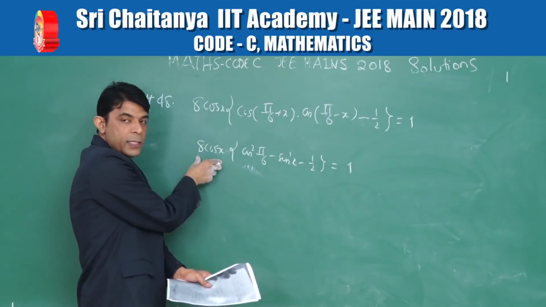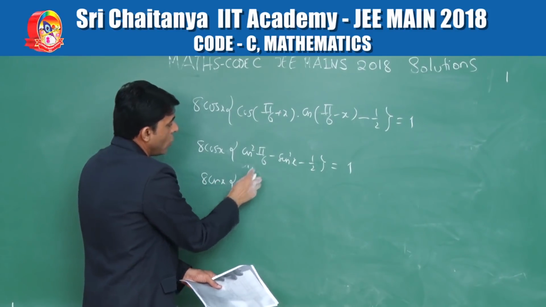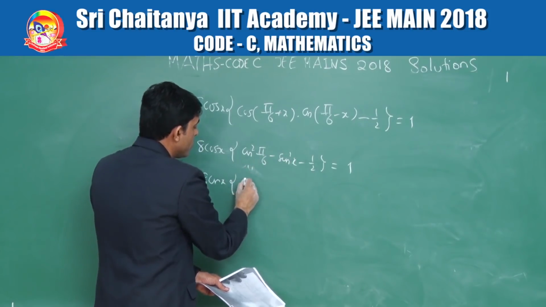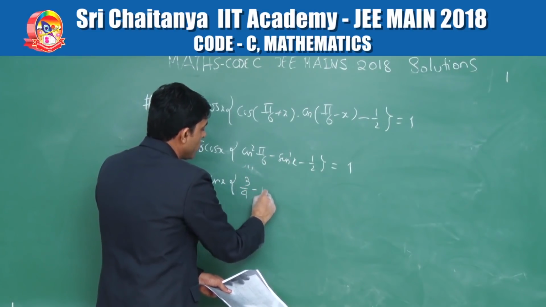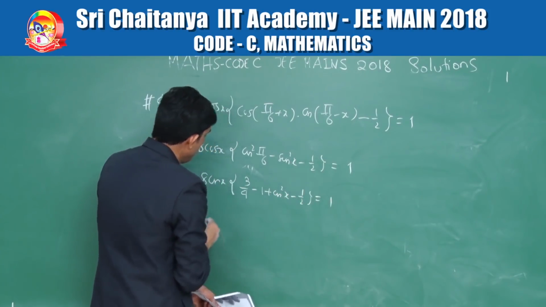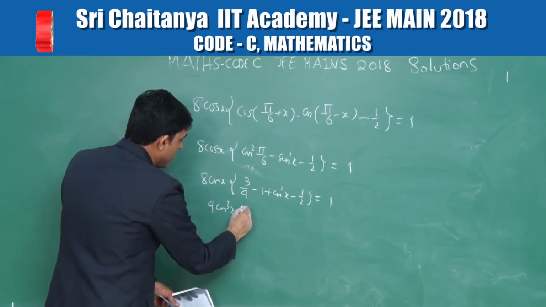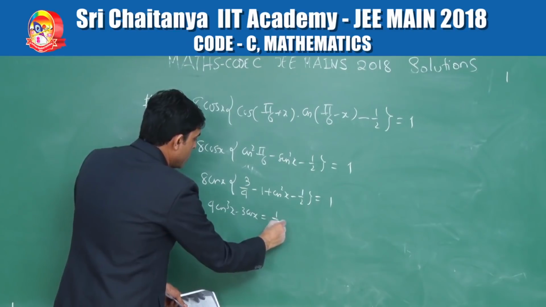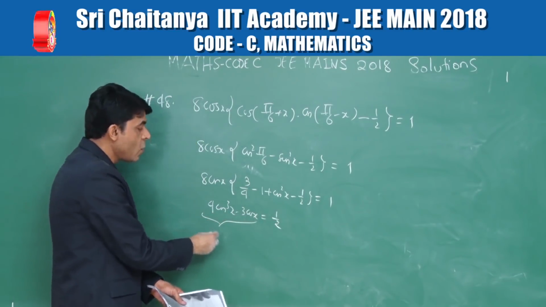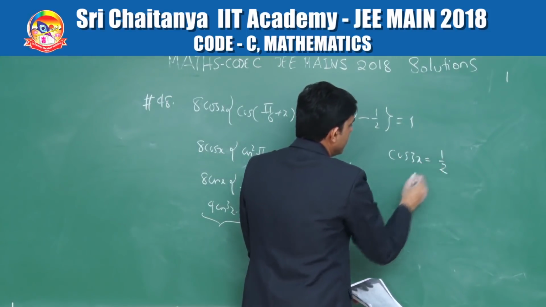Seeing cos x terms, let's try to change sin to cos. So you get 8 cos x cos square pi over 6. So that is cos pi by 6. That is root 3 by 2, so 3 over 4 minus 1 plus cos square x minus half is 1. It simplifies to 4 cos cube x minus 3 cos x is 1 over 2, and that's precisely cos of 3x. So we are getting cos of 3x equals half.